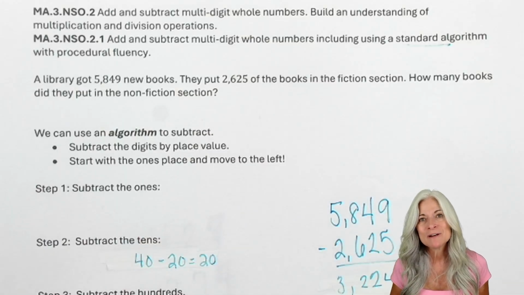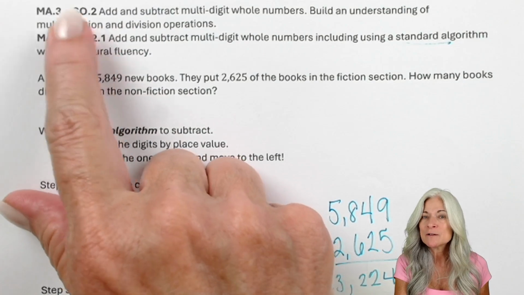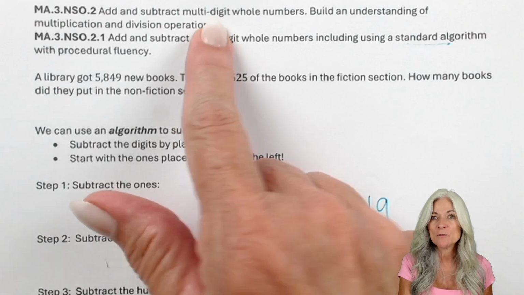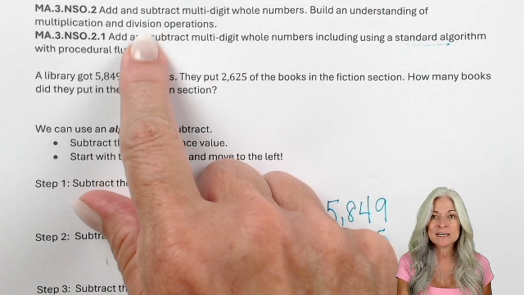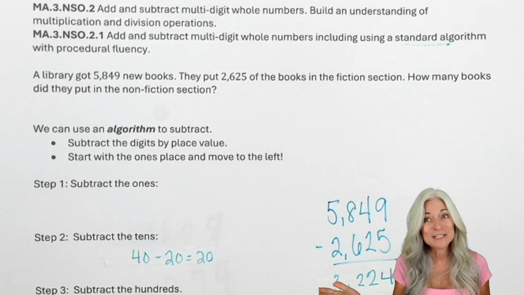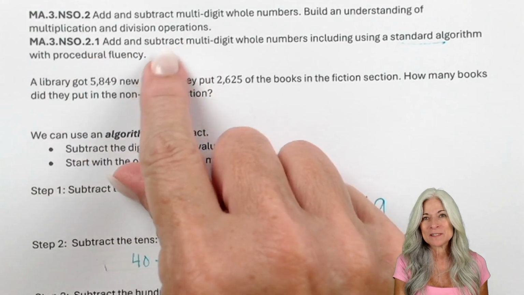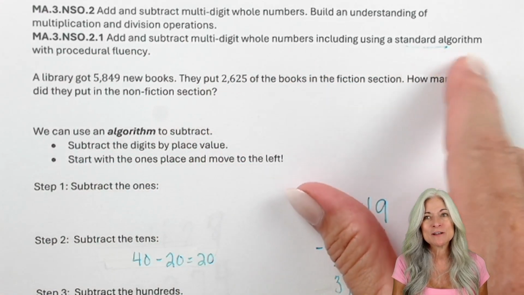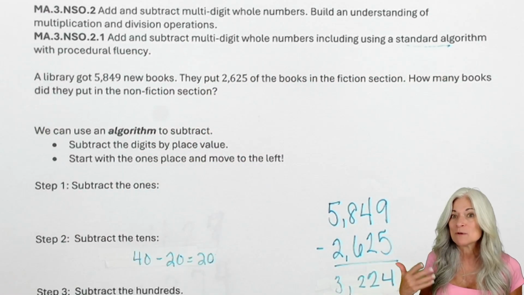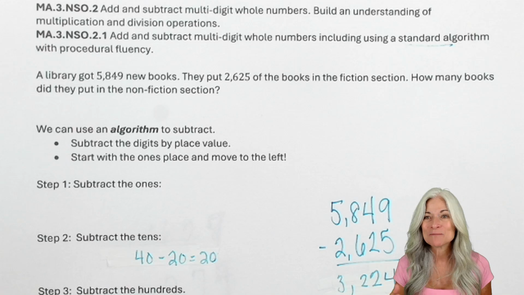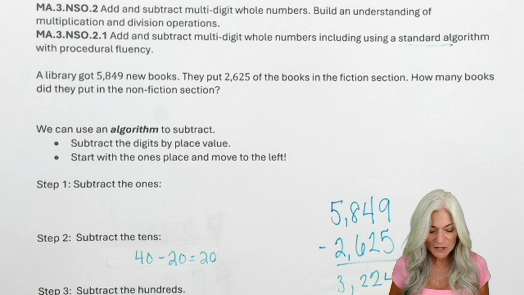Okay, so we're still working with the same standard here, number sense and operation 2. We're focusing on subtracting multi-digit whole numbers. We're building an understanding of division because we know division is repeated subtraction. The benchmark 2.1, subtracting multi-digit whole numbers. Now we're using the standard algorithm so that we build them towards procedural fluency. Of course, these are Florida benchmark standards, so if you're in another state, it'll be a little bit different.